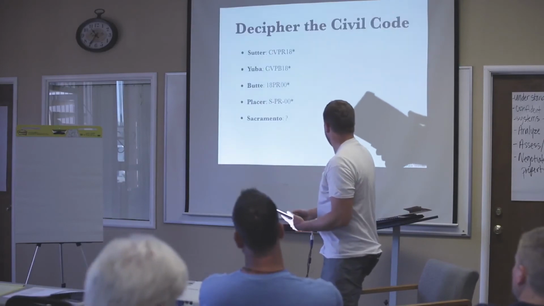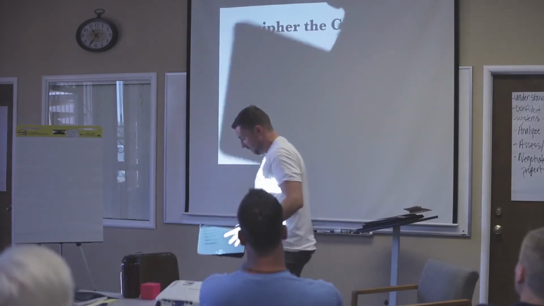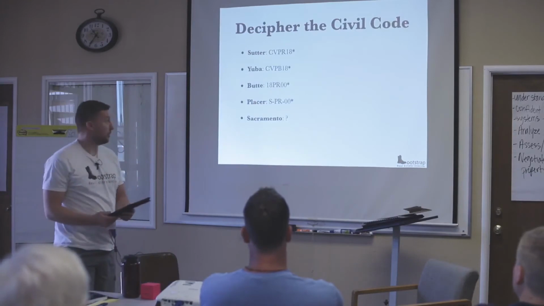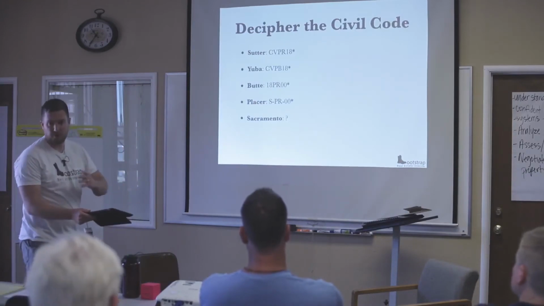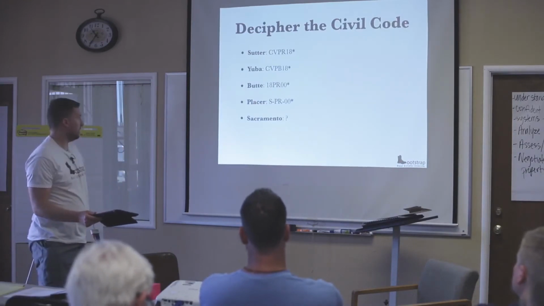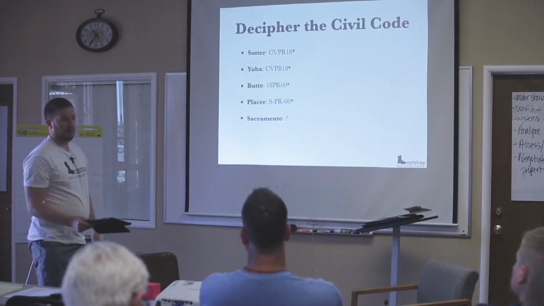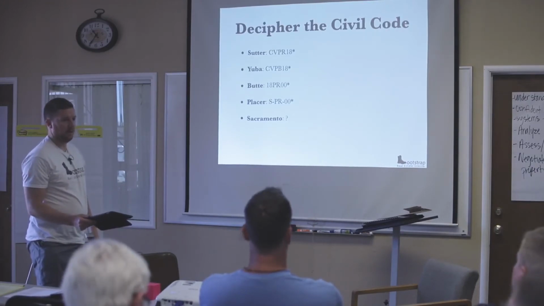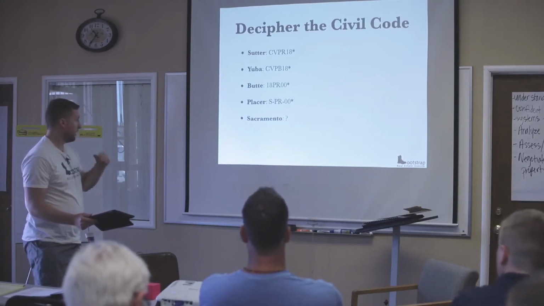All right, so that's that. I've done some deciphering for you guys already. These are the codes that you go and search for. In Sutter County, Yuba County, Butte County, Pierre will get with you in Reno. What county is that? Washoe. Washoe County, okay. Placer County.